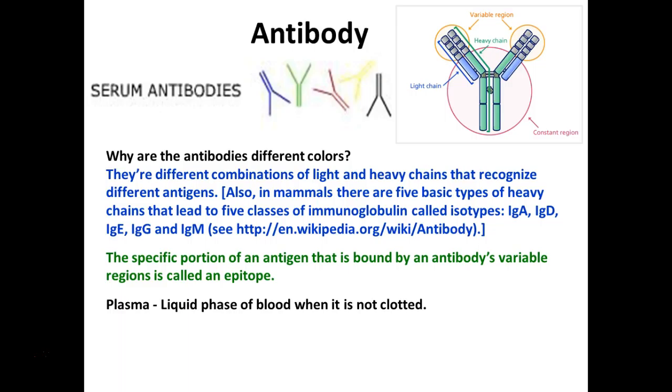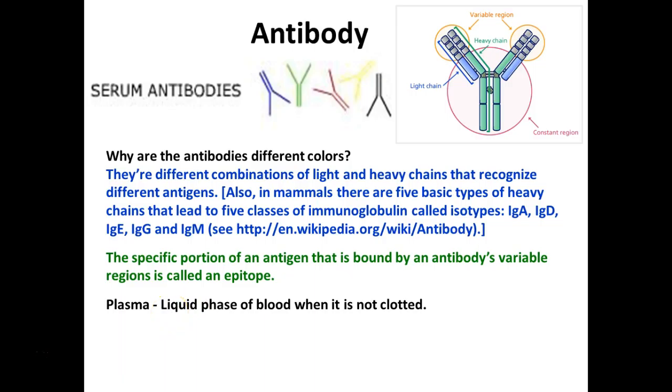So the specific portion of the antigen that the antibody binds to is referred to as its epitope, because you'll notice it only grabs onto a piece of the antigen, not the whole thing, right? Because it's a molecular interaction. So your antibodies can be found in the liquid phase of your blood.